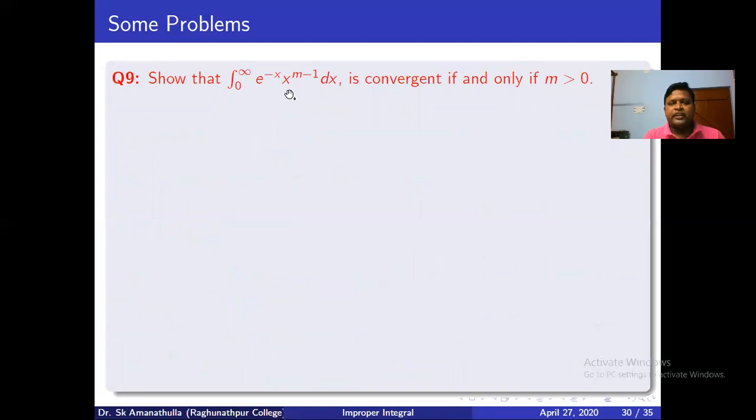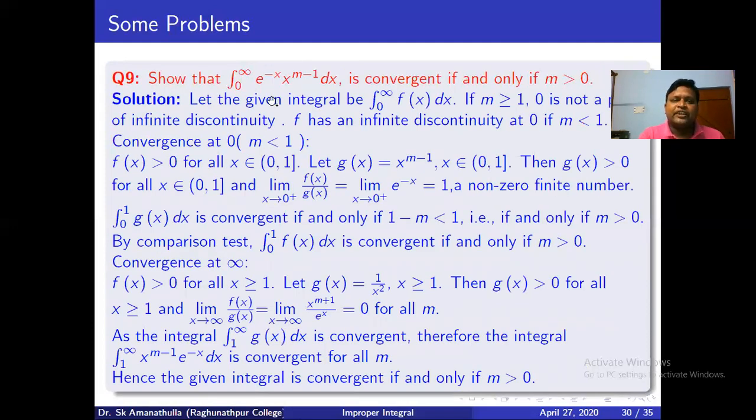to show that the integral from 0 to infinity of e to the power minus x, x to the power m minus 1 dx is convergent if and only if m greater than 0. Here 0 is not a point of infinite discontinuity of the integrand if m minus 1 is greater than or equal to 0. If m less than 1, then 0 is a point of infinite discontinuity, because the limit as x tends to 0 of e to the power minus x, x to the power m minus 1 will be infinity when m less than 1. If m greater than or equal to 1, then 0 is not a point of infinite discontinuity of that integrand.